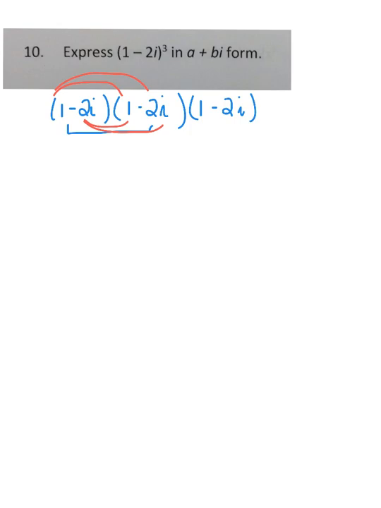So I'm going to end up with 1. Then I'm going to end up with minus 2i. Then minus 2i. Then plus 4i squared. All right, and I'm just going to bring down that last factor for now until I'm ready.